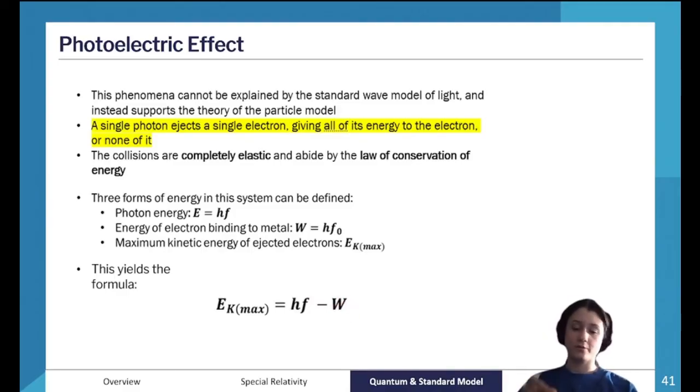So the photon's coming in, it's giving the electron a lot of energy, the electron has to use some of that energy to get out of the atom, and then once it's out of the atom, it has the remainder of that energy to bounce around, essentially.